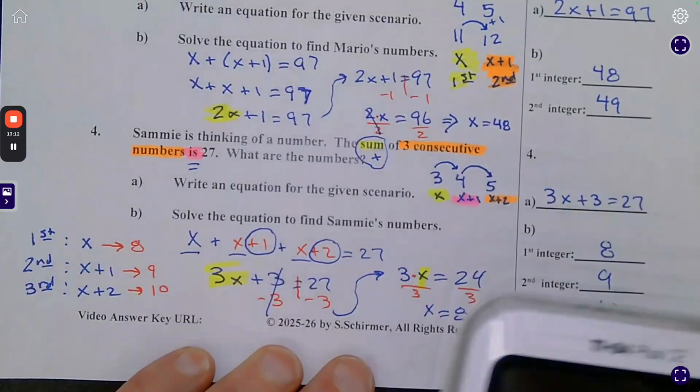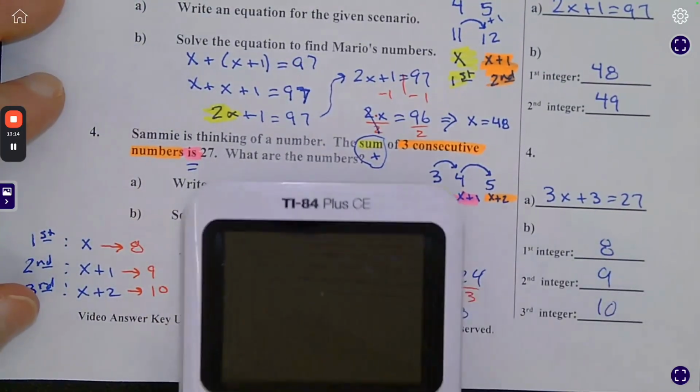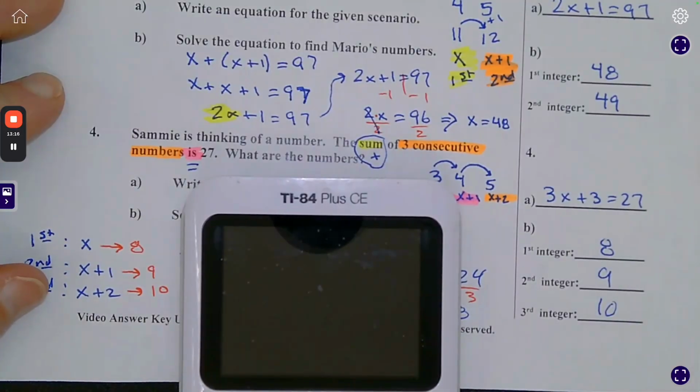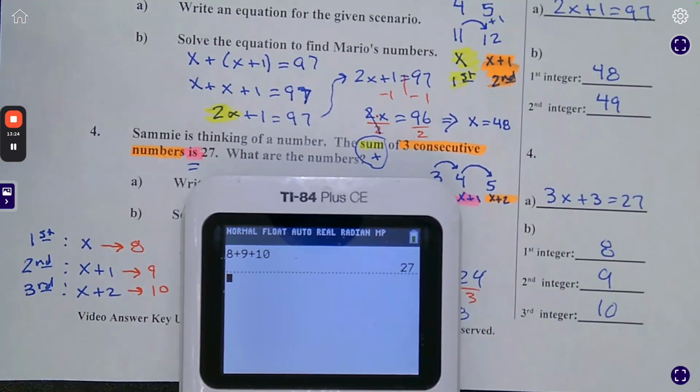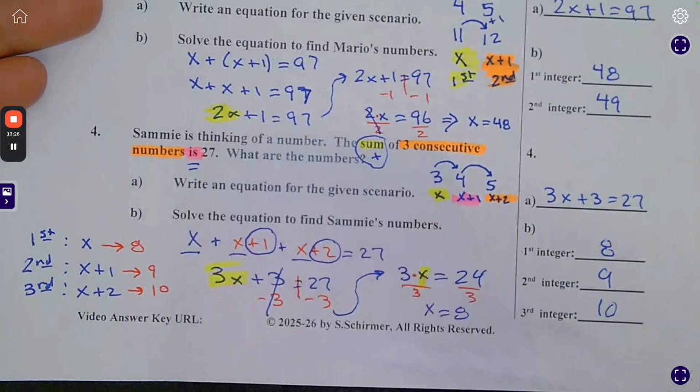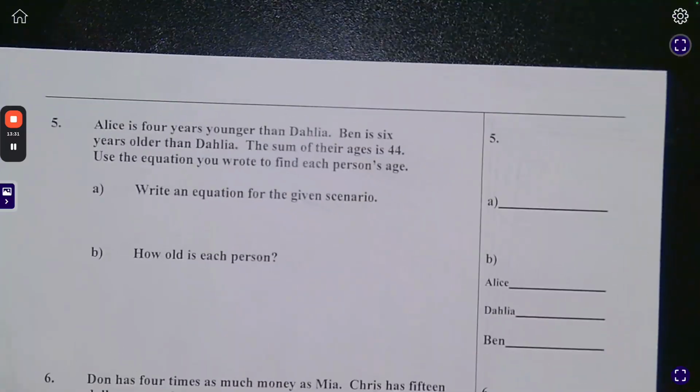Let's do a little check. So if this works, I should be able to add those 3 things up, and it's going to equal 27. So 8 plus 9 plus 10. Woo, let's go, let's go. All right. Deep breath. We still got another half page to go. Here we go.